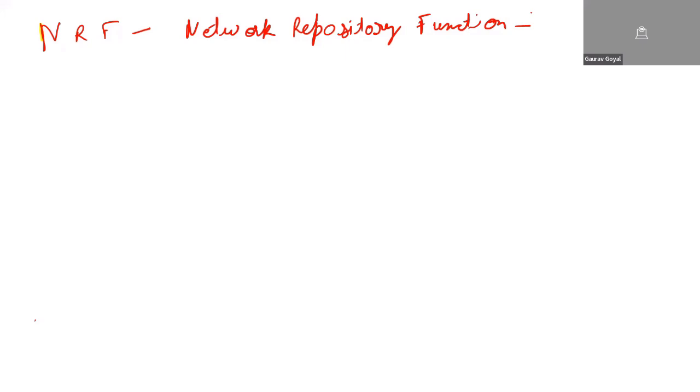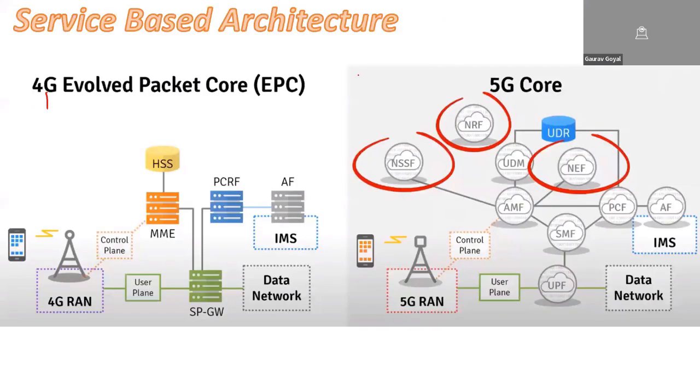Its main function is to register or deregister network function services. So these are the main new components in case of 5G. In SBI, all the communication entities are called network functions. So here in 5G, we are introducing many new concepts, for example NSSF, NEF, and NRF.